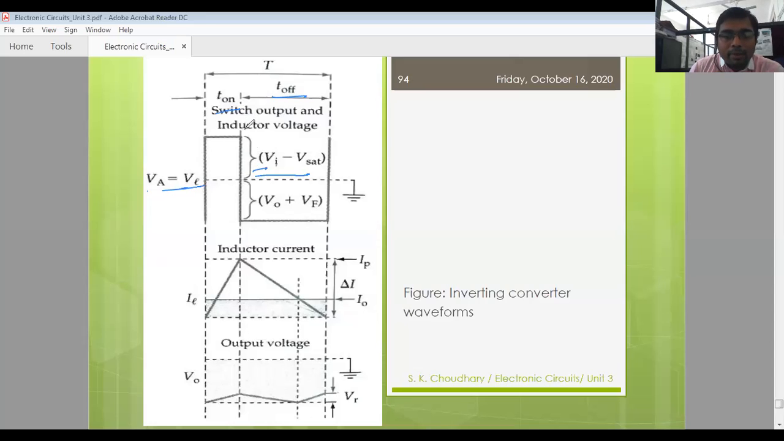Now, what happens when your transistor Q1 is off? The voltage across the inductor is reversed in its polarity. It now becomes negative, so it becomes minus V0 plus Vf. That would be shown below the ground.